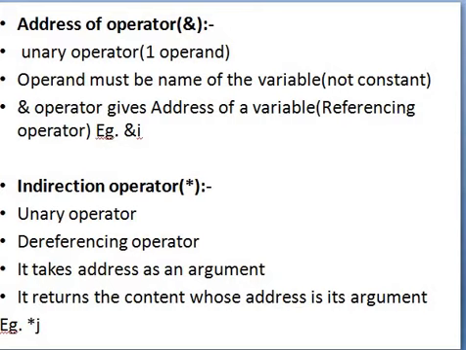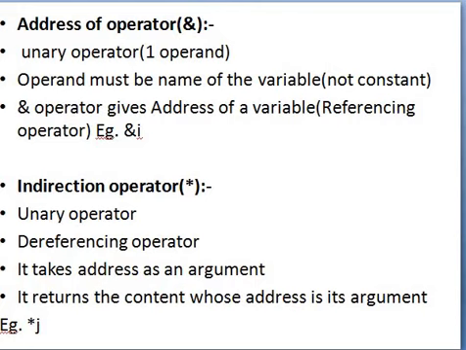The second notation is the indirection operator. It is also a unary operator because only one operand is required to operate it. It is also known as the dereferencing operator. It takes an address as an argument and returns the content whose address is its argument. Example: it is denoted by star, or indirection operator, along with pointer j.